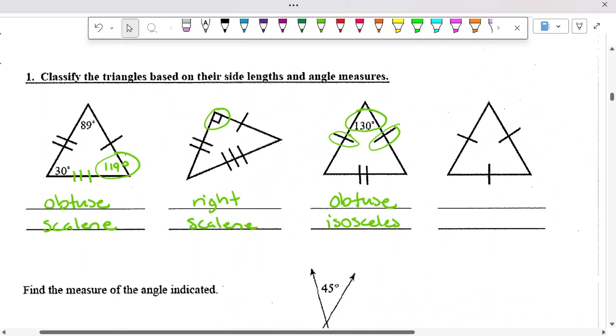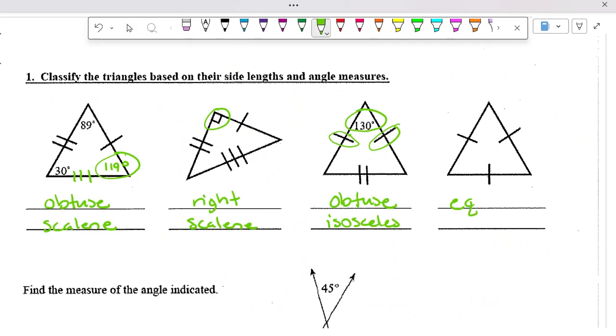All right, now last one. It's equilateral. It's automatically equilateral. We can assume the angles are equal because all 3 sides are equal. So we don't have to call it anything fancy. We don't call it an equilateral. It's just equilateral.